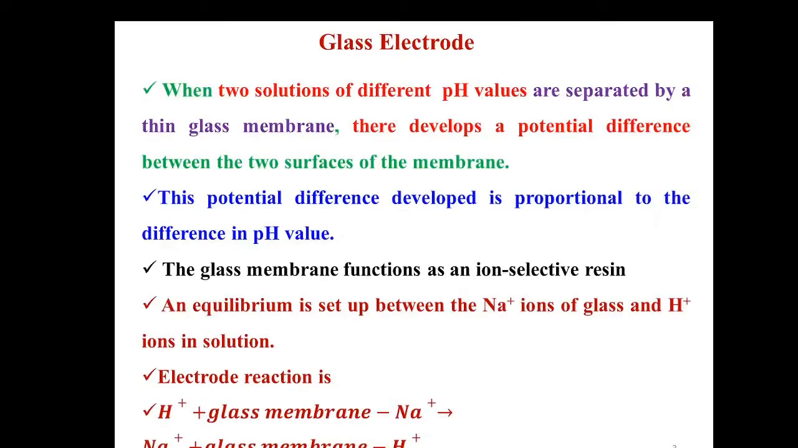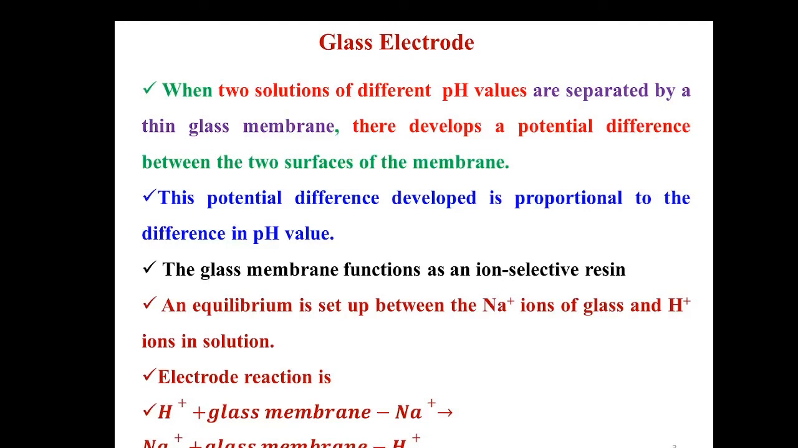When two solutions of different pH values are separated by a thin glass membrane, there develops a potential difference between the two surfaces of the membrane. This potential difference developed is proportional to the difference in pH value. This is the principle in a glass electrode.